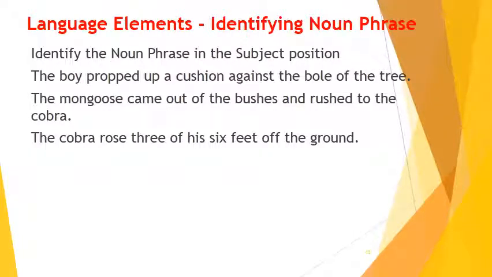Identifying noun phrases in the subject position. 3 questions are given. The boy propped up a cushion against the bole of the tree. The mongoose came out of the bushes and rushed to the cobra. The cobra rose 3 of his 6 feet off the ground. So which are the noun phrases in the subject position? So that's the question.